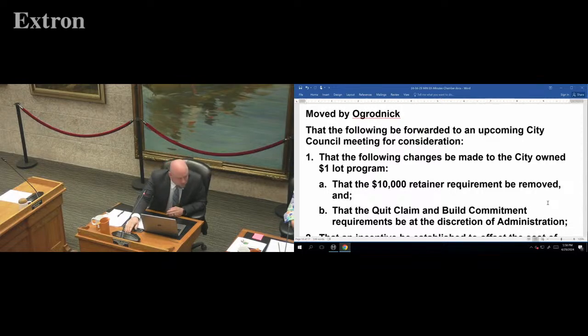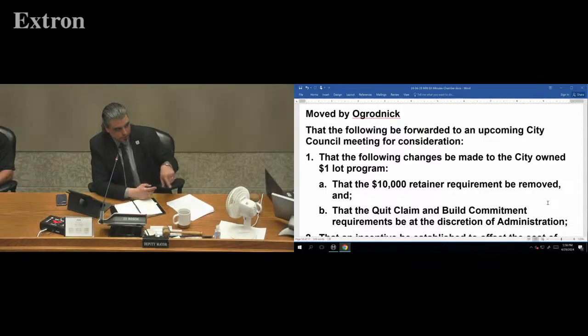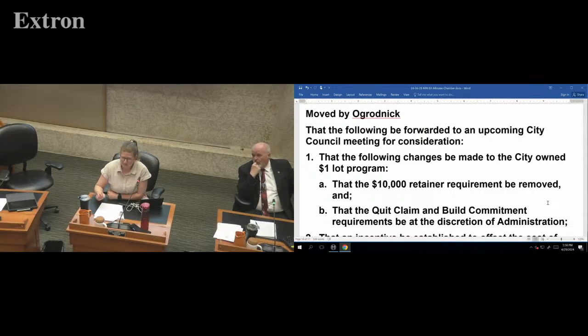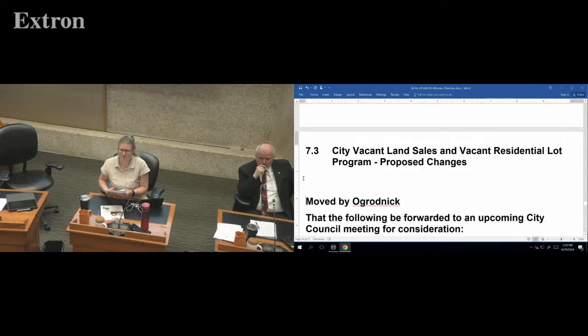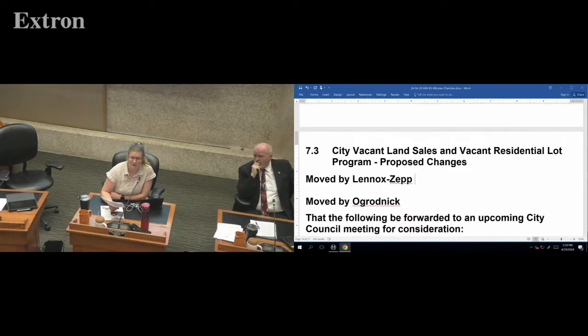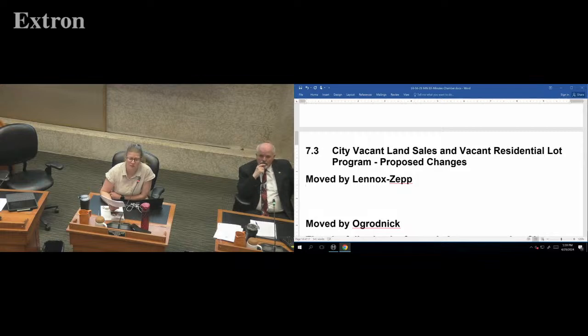Thank you. Councillor Lennox-Zepp, on this point, on the amendment. Just to be clear, I think what I see on the screen is a full motion. So I move an amendment. I think it's a full motion. Yeah, it's a full motion. So my amendment, when we're ready.